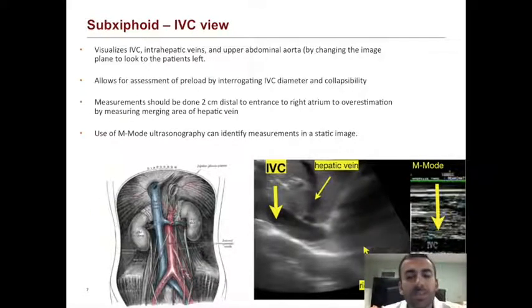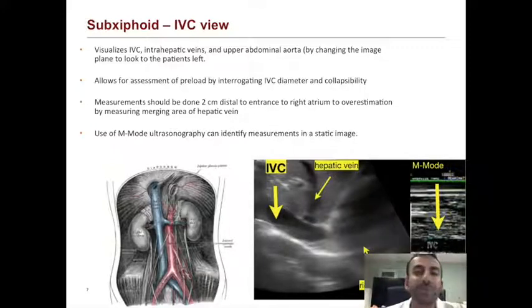With this ultrasound image, what we should be able to visualize is the IVC in long axis and the intrahepatic veins. The upper abdominal aorta should not usually be in the same image as the IVC, but the strategy of identifying that to differentiate it from the IVC is key. We'll talk about that when we get to the examination itself. The key thing, again, we're looking for is the IVC diameter and the percent that it collapses based on the respiratory cycle.